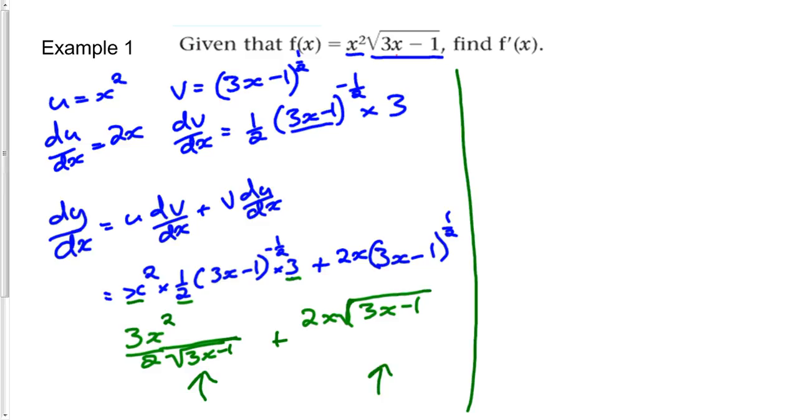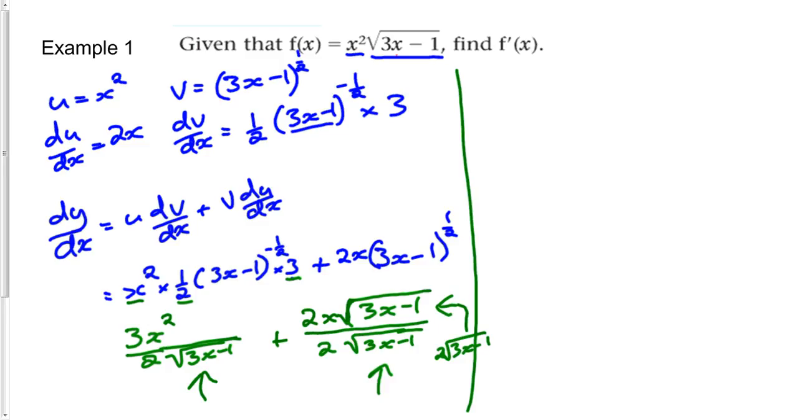So we're going to make sure that if we're going to add the two fractions together, we've got to have a common denominator. So we are going to put 2 lots of 3x minus 1 as a denominator, but we're also going to multiply the top here by 3x minus 1 all square rooted. So 2 lots of 3x minus 1 square rooted.